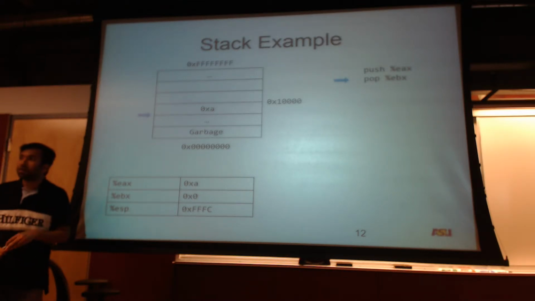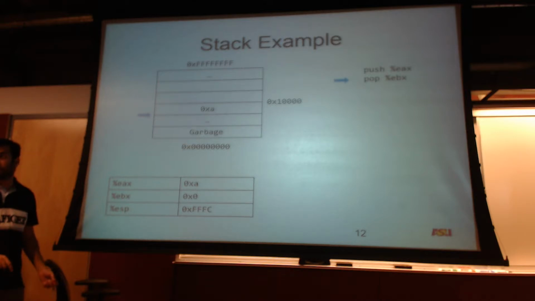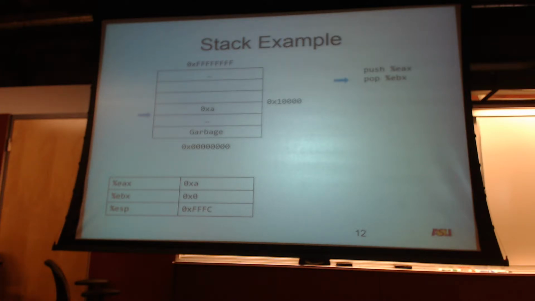Now you do pop EBX. What does pop do? Pop first takes the value that is at the top of the stack, puts it into the EBX register, and then increments. So the top of the stack has A, so now EBX becomes A. And then you increment the stack pointer, so it becomes 10000 again. So you go up. That is how you operate the stack.